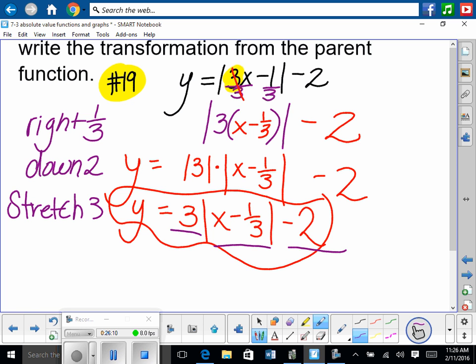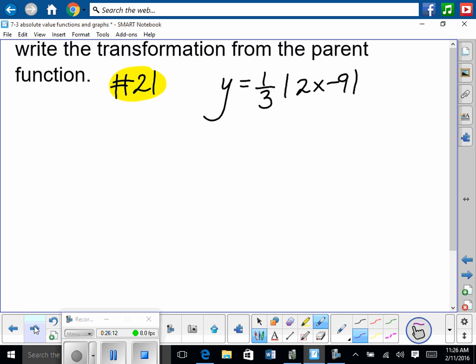Okay, one more. Number 21. Now pay close attention, because when people started going, they could not do some of the problems because they did not pay attention. They're like, I already get it, I'm just going to go. Then they couldn't. So we have y is equal to 1/3 times the absolute value of 2x minus 9. Now this 1/3 is okay, right, everybody? We've seen slopes like that before. The only thing I'm looking at that's a problem is that 2 in front of x. So I'm going to fix it.